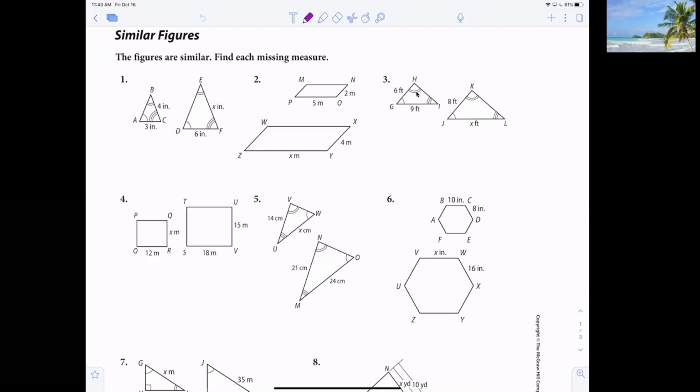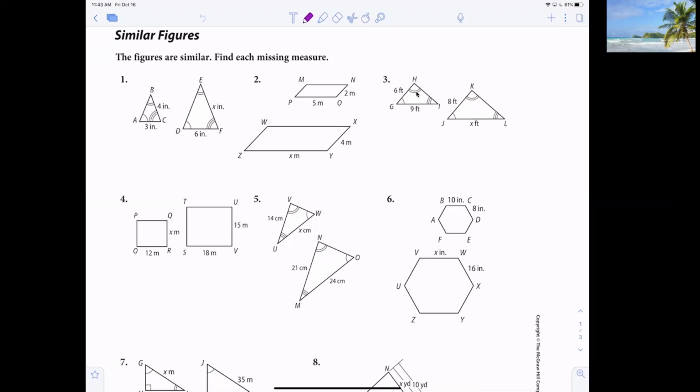Angles are equal. If you have similar shapes, that means the angles are equal and the sides are proportional. All right, that's all there is to it. So all you have to do is determine what the ratio is or what the proportion is. All right, so I want everybody to take a look at number 1.